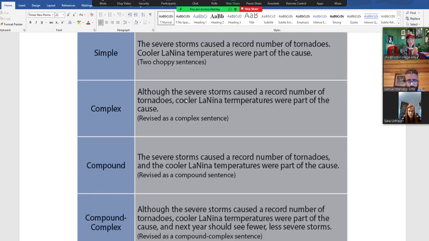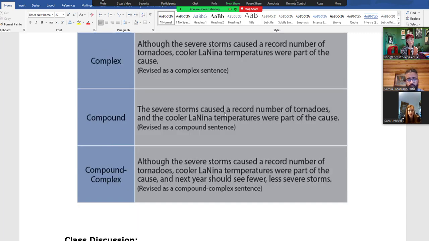So here, "although" is the subordinating conjunction: although the severe storms caused a record number of tornadoes, cooler La Nina temperatures were part of the cause. So a dependent clause plus an independent clause is a complex sentence. The severe storms caused a record number of tornadoes. That's one independent clause, FANBOYS, and then you have another independent clause: compound.